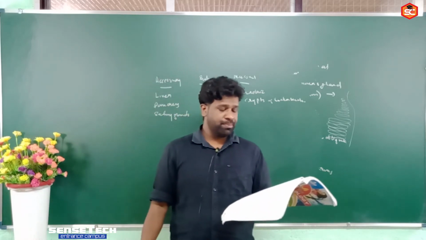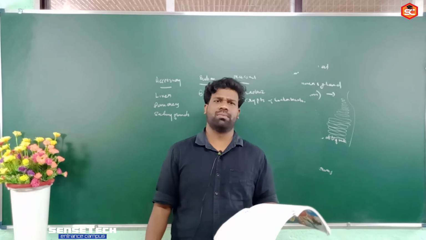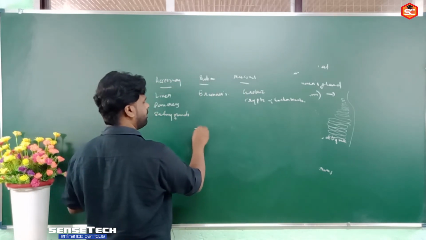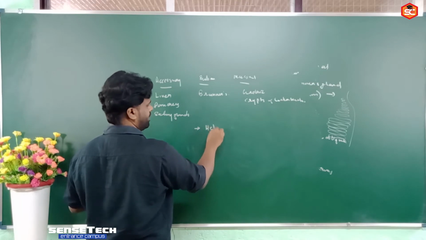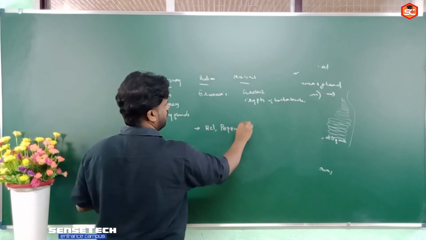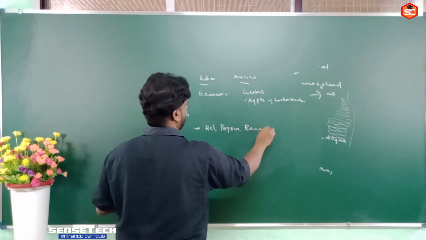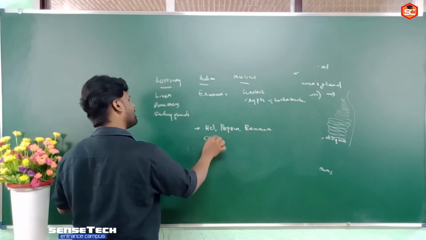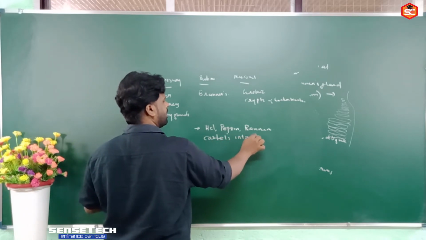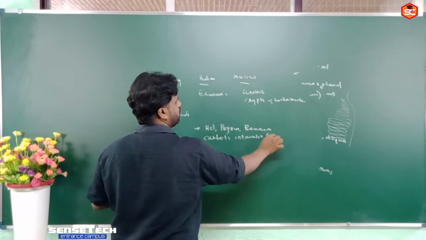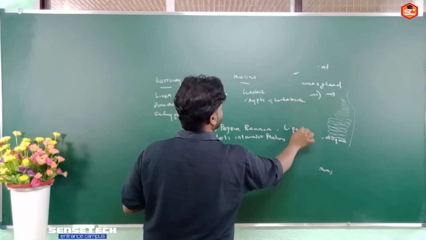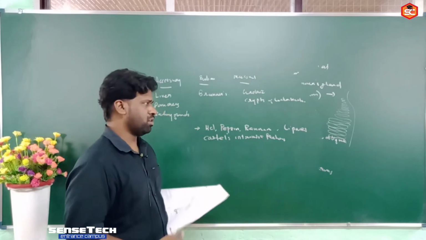Which of the following are the contents of gastric juice? You know, gastric juice contains hydrochloric acid, pepsin, renin, caseinogen, intrinsic factor and a small amount of gastric lipases. These are the components of gastric juice.